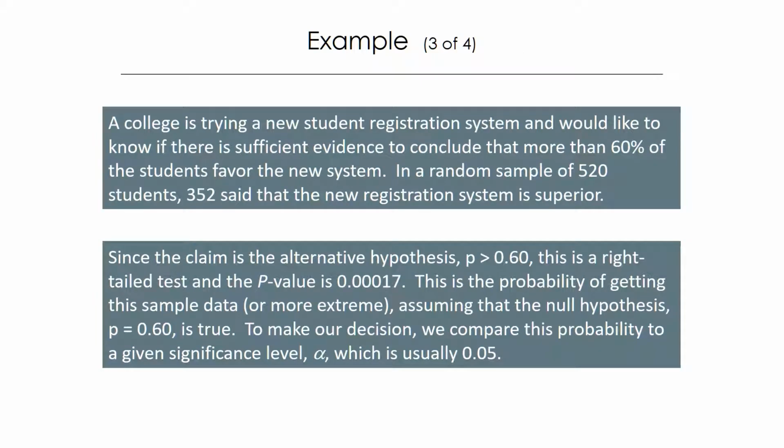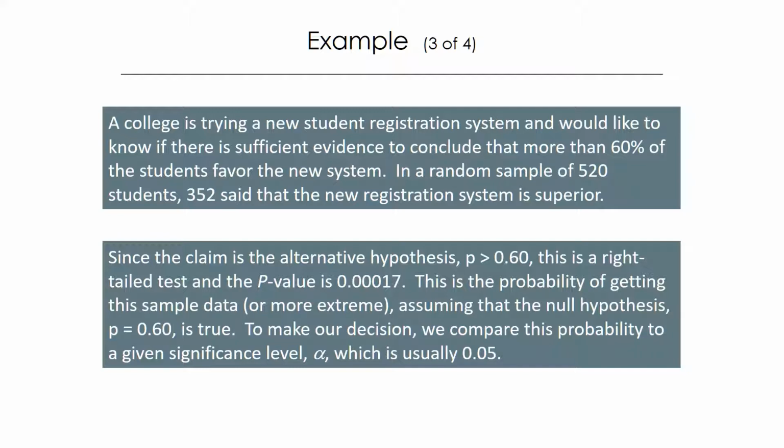Back to the example where the college is trying the new student registration system. Since the claim is the alternative hypothesis, p is greater than 0.6, this is a right-tailed test, and so the p-value is 0.00017, very small. This is the probability of getting this sample data, or more extreme, assuming that the null hypothesis, that the proportion is actually equal to 0.6, is true.